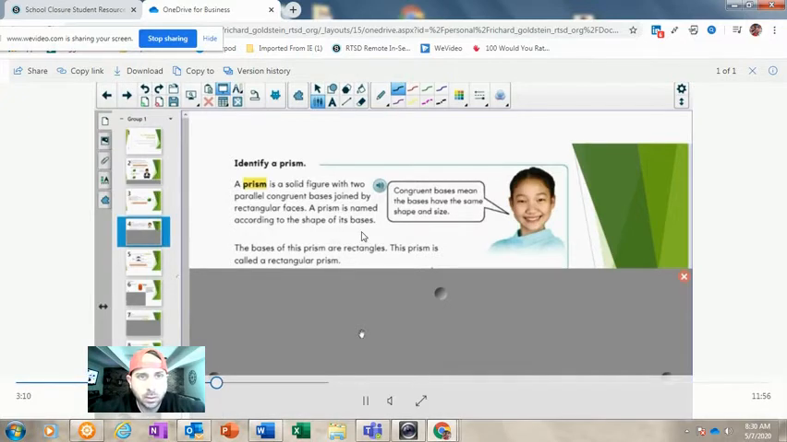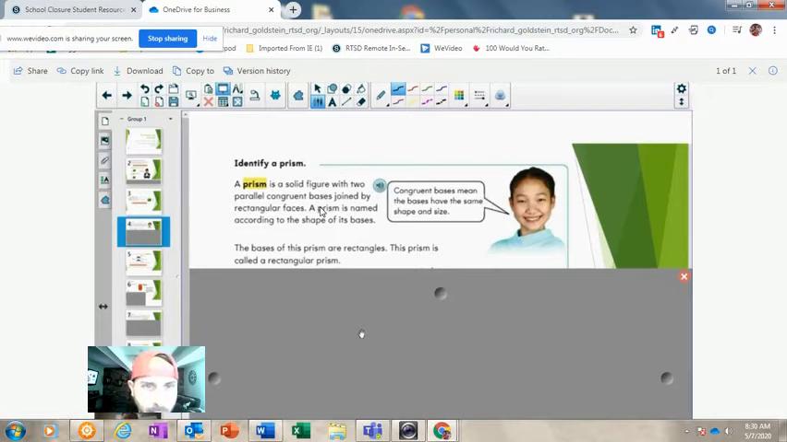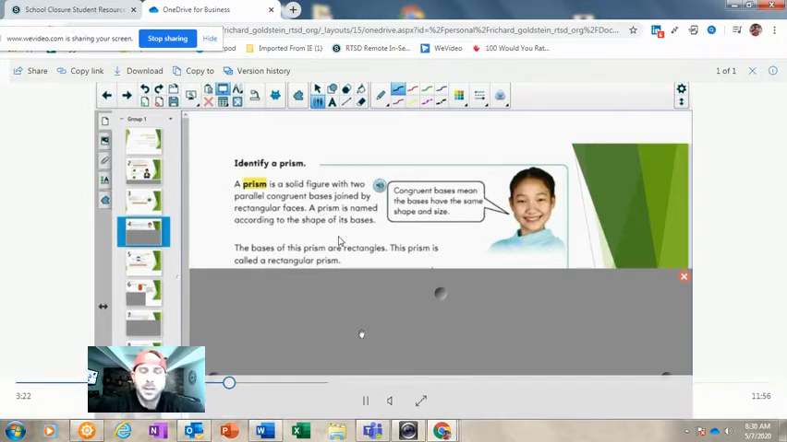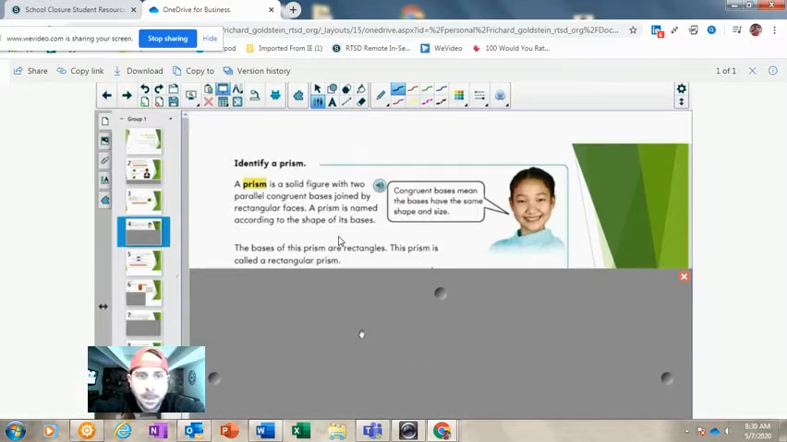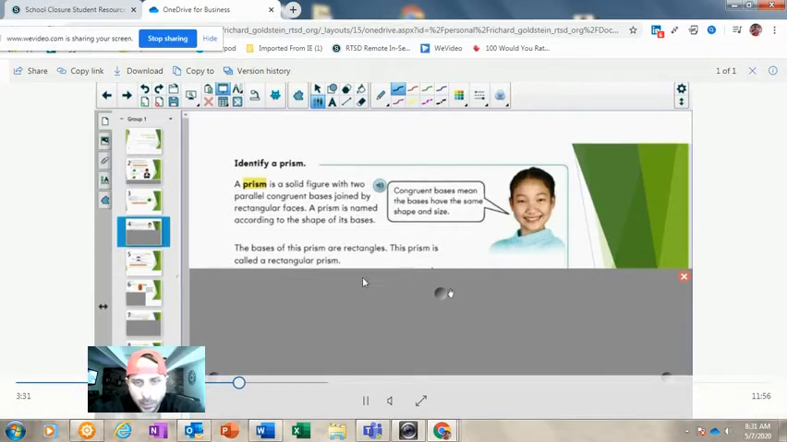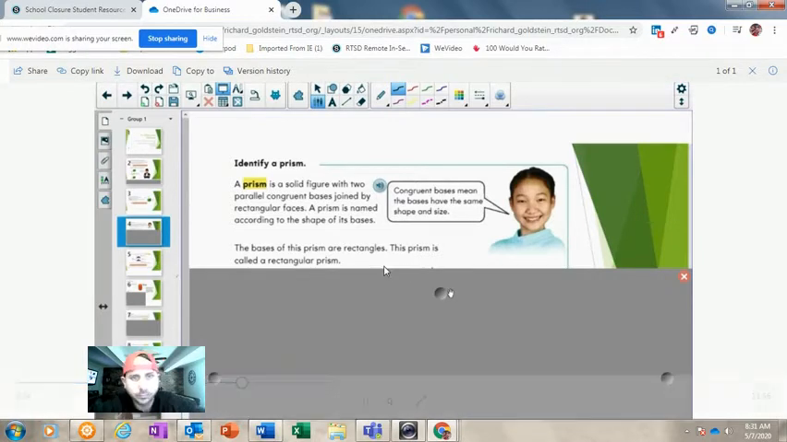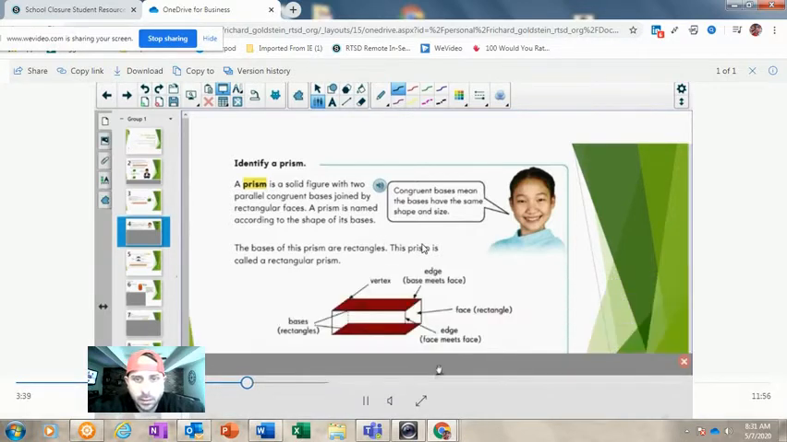All right, moving along, talking about prisms. A prism is a solid figure with 2 parallel or congruent bases joined by rectangular faces. A prism is named according to the shape of its bases. So prisms are named after their bases. The bases of this prism are rectangles, so it is called a rectangular prism. And you have the think aloud from the little girl here. Congruent bases mean the bases have the same size and shape.